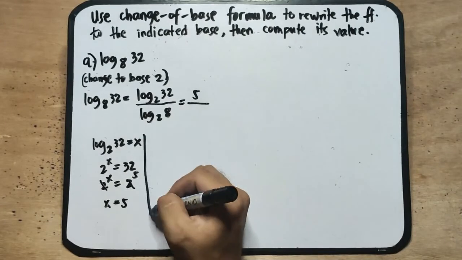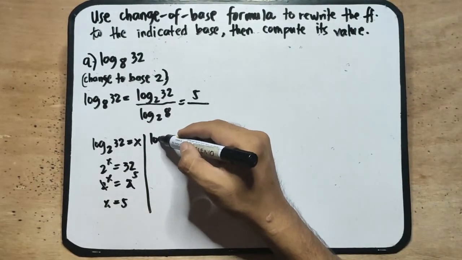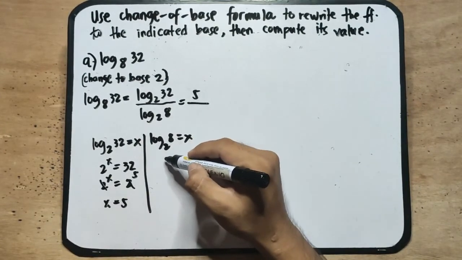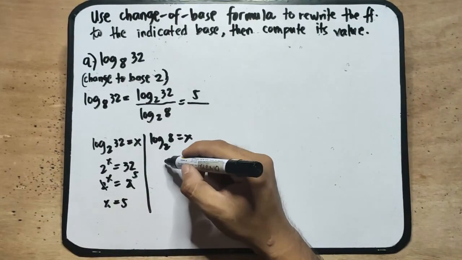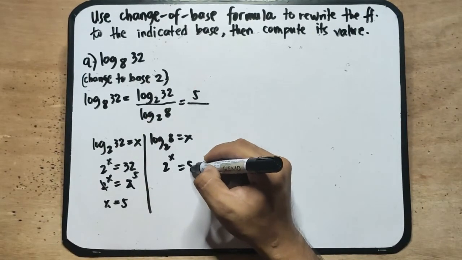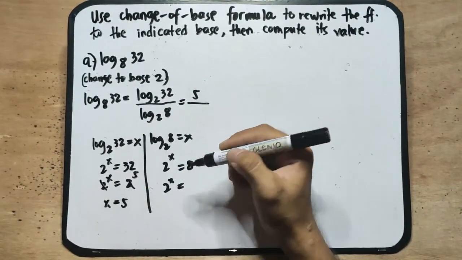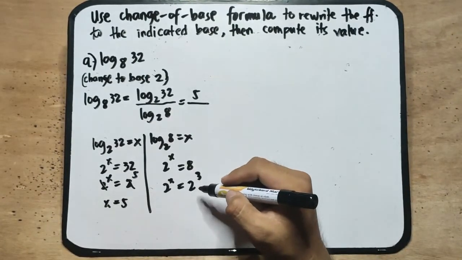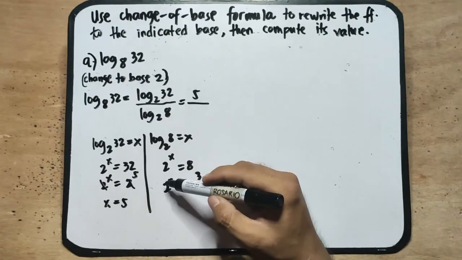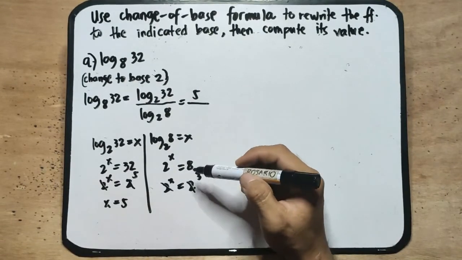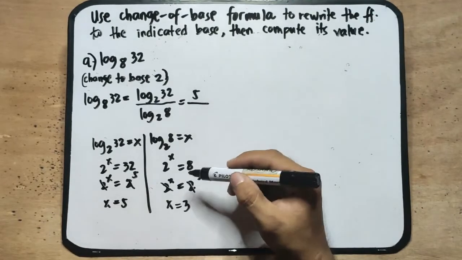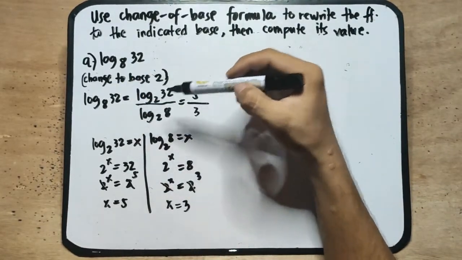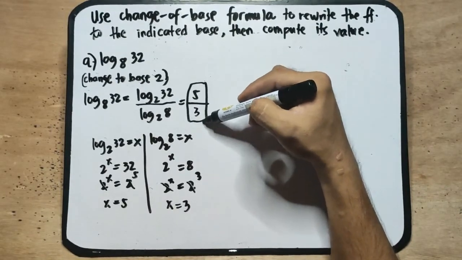And then for the denominator, we have log base 2 of 8 is equal to x. So, we transform this to exponential form. We have 2 raised to x is equal to 8. 8 is also a multiple of 2. So, that will be 2 cubed, because 2 multiplied by itself 3 times is equivalent to 8. Since they have the same base, we can disregard the base. We bring down the exponents. x is equal to 3. So, the value after changing the base is 5 all over 3.